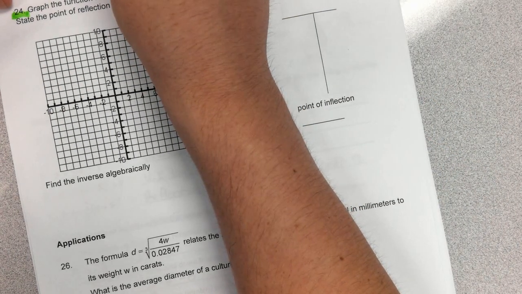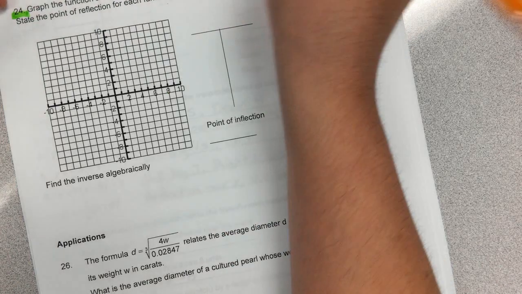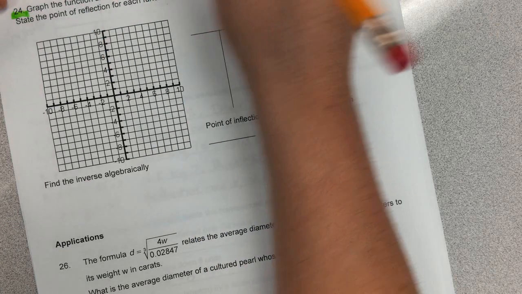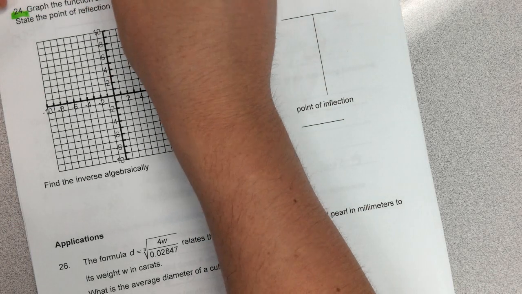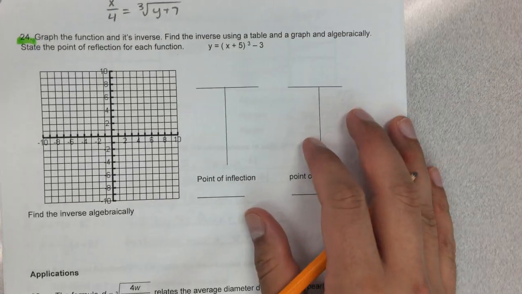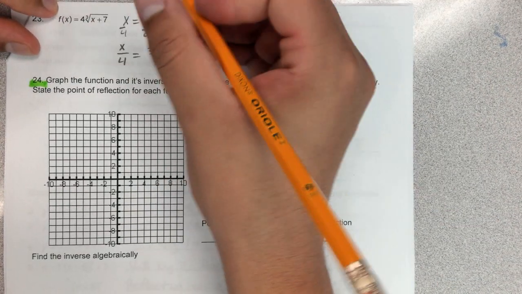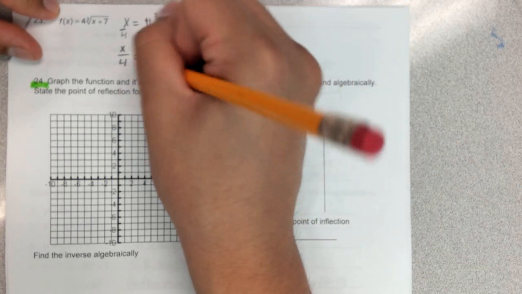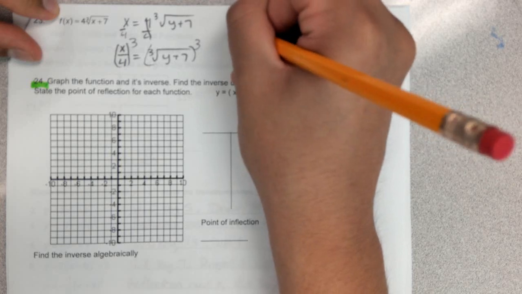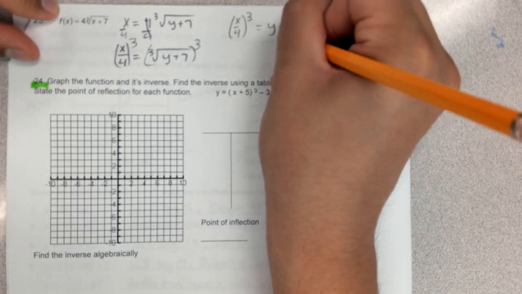we have x equals 4 cube root of y plus 7. We're going to go ahead and divide by 4. So we have x over 4 equals the cube root of y plus 7. Alright, so we switched the x and y, then divided by 4, and then we're going to go ahead and cube both sides. And then minus 7.